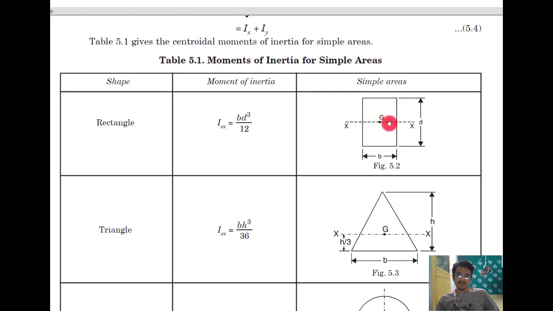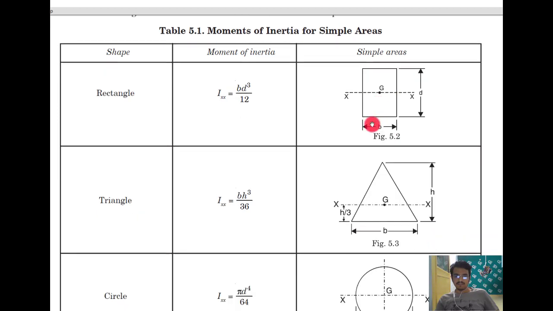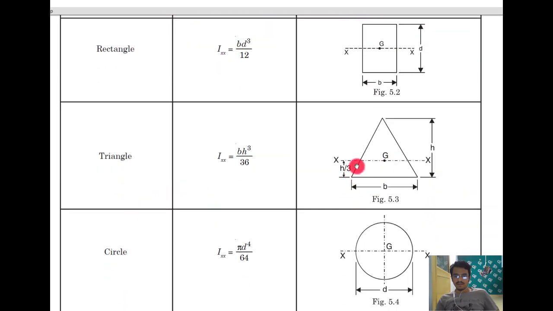About the centroidal x axis, moment of inertia will be bd cube by 12. If you take the centroidal y axis, that will be db cube by 12. Then for a triangle, bh cube by 36. That formula is the same for an isosceles triangle as well as for a right angle triangle. Remember, this formula is for moment of inertia about the centroidal x axis.